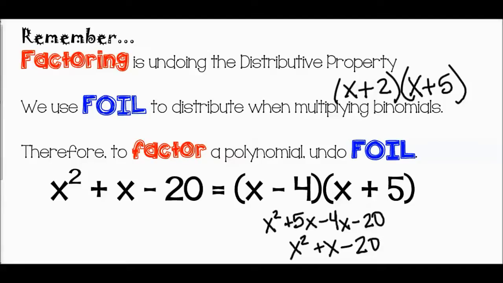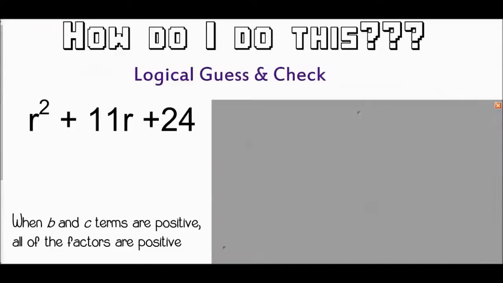So then you can combine 5x and negative 4x to be positive x. So we're going to be seeing some strategies to figure out what those binomials are that multiply to get your starting polynomial. So how do I do this? And basically it is a logical guess and check. That's the best way I know to explain it. We're not just throwing in random numbers. We're going to be logical. We're going to be thinking about some of the restraints of it. So if you have r squared plus 11r plus 24, what I'm trying to figure out is what are some numbers that multiply to get 24, but yet they add to be 11.